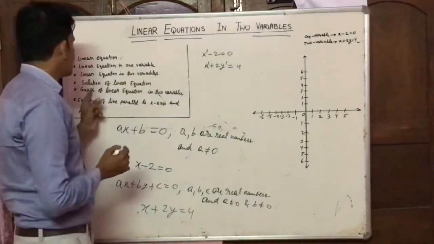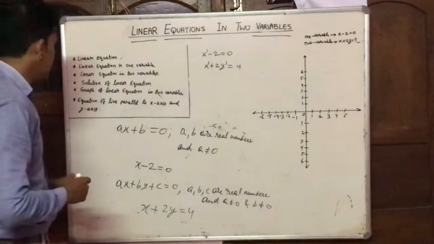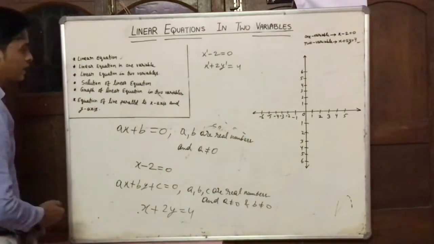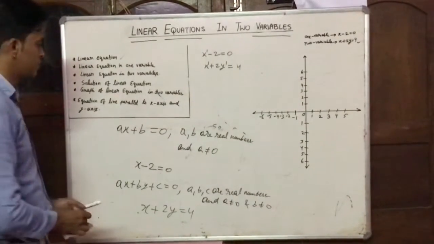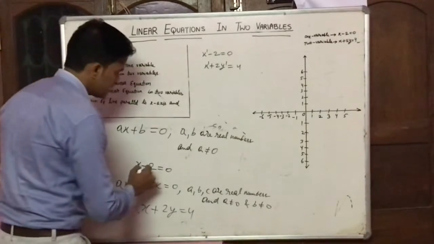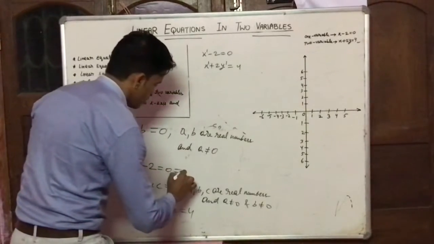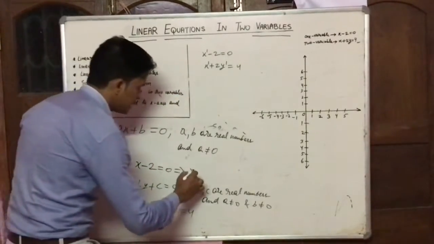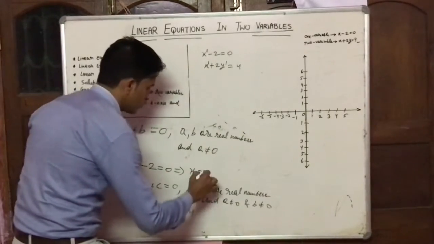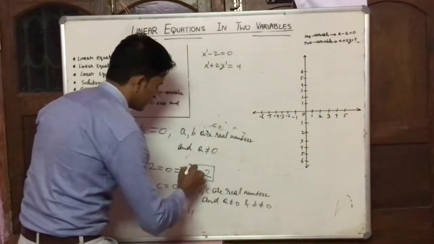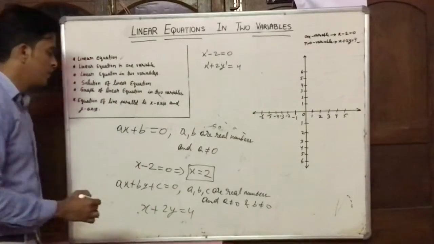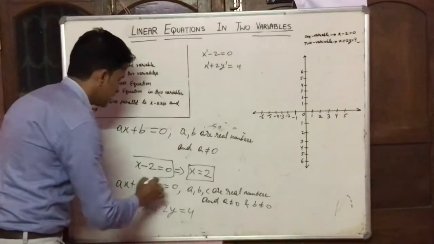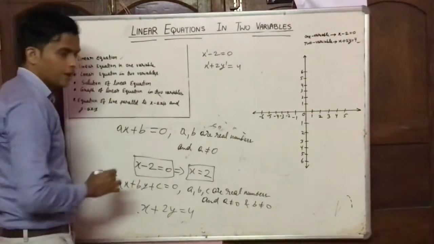So this is a linear equation in two variables. Now let us talk about solution of linear equation. How to find out the solution of linear equation? We have x minus 2 is equal to 0. So how to find? x is equal to 0 plus 2, which is equal to 2. So 2 is the solution of this linear equation in one variable.